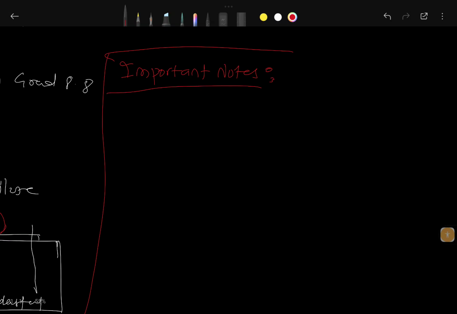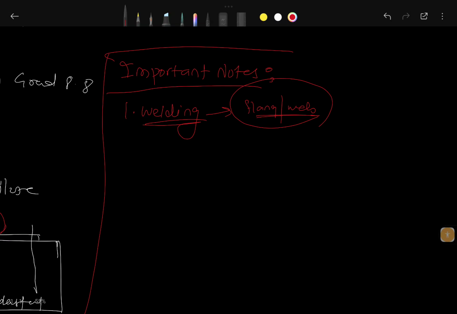For the important notes, the first one is welding. In welding, the column must be connected to the base plate by a full strength butt weld or fillet weld. This design is not shown here. Sometimes we use welding also to the flange or web for strengthening. So this point is not covered here.